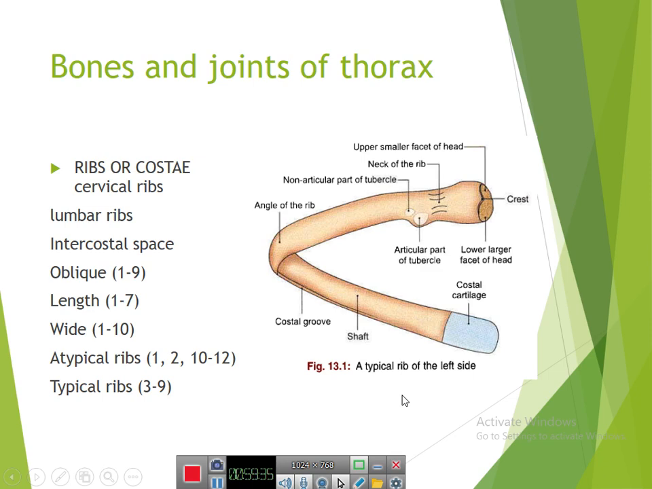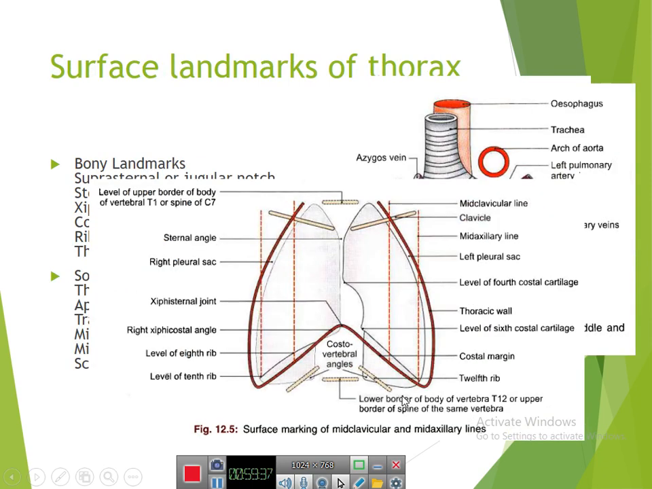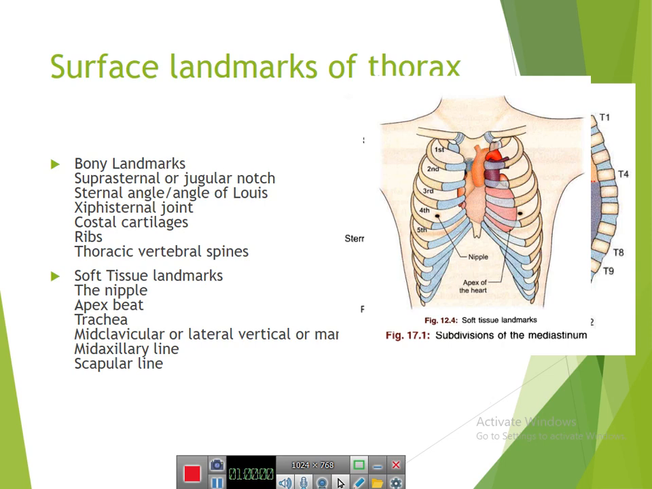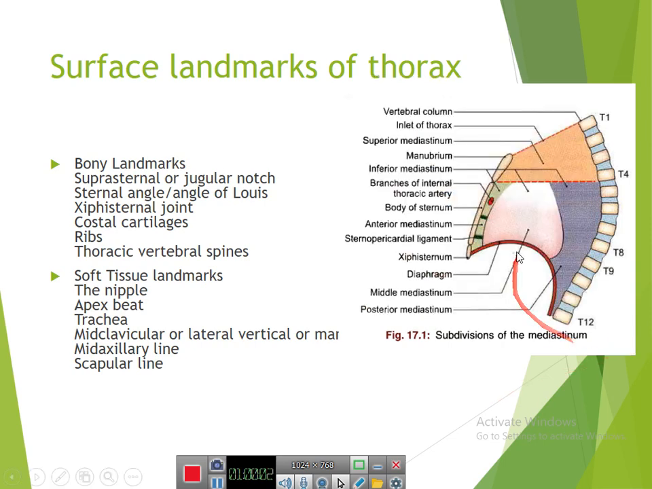So in this section we learned a lot about the bony thoracic cage and the boundaries of the thoracic cage, the superior and inferior apertures of the thorax, and the bony landmarks and soft tissue landmarks of the thorax. That is very important here. So I'm going to show you about these pictures.